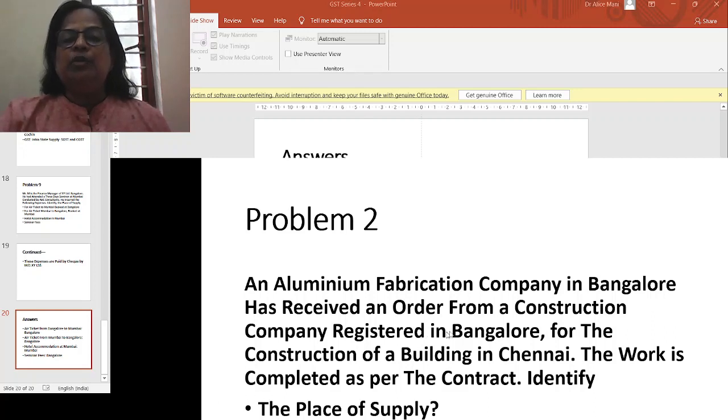Next, an aluminium fabrication company in Bangalore has received an order from a construction company registered in Bangalore for the construction of a building in Chennai. The work is completed as per the contract. Identify the place of supply and GST applicable.